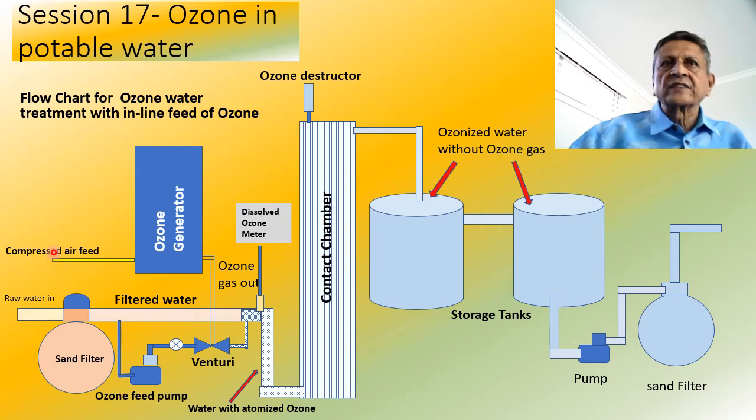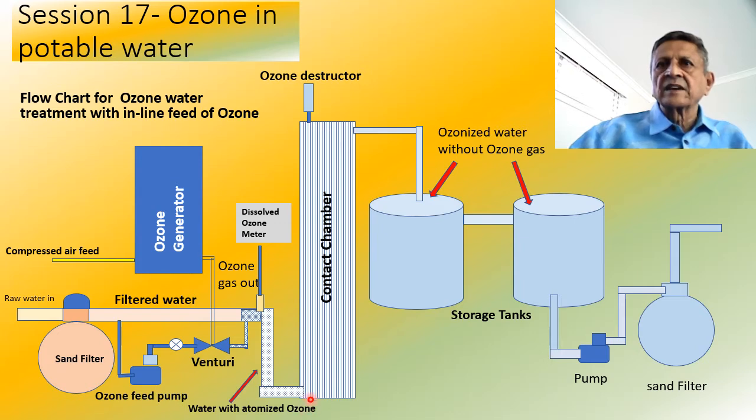The ozone is fed through the compressed air line. The compressed air is fed to the ozone generator, which will have an oxygen separator there, and the ozone gas comes out and feeds into the venturi. Here you notice there is no recirculation. So once the ozone is fed into the venturi and goes into the water circulation, it goes through the contact chamber.